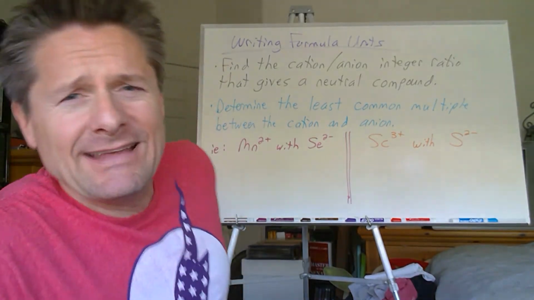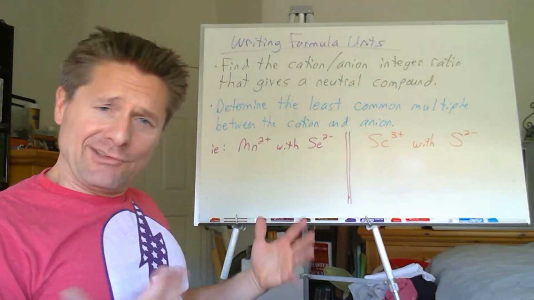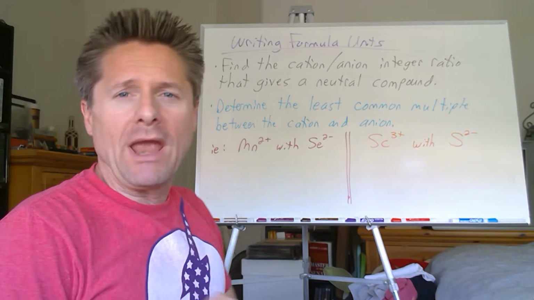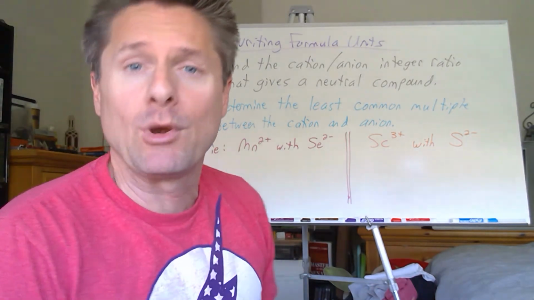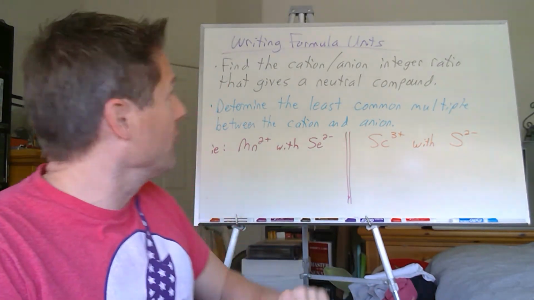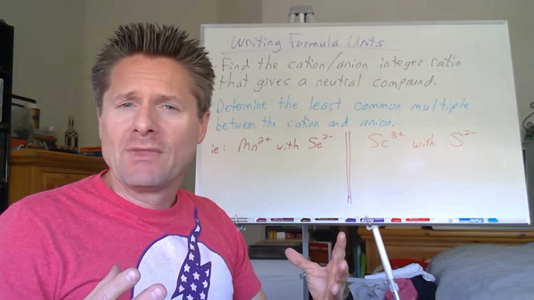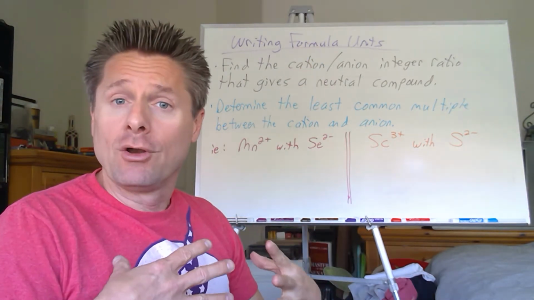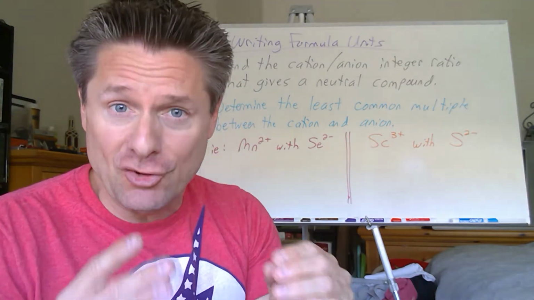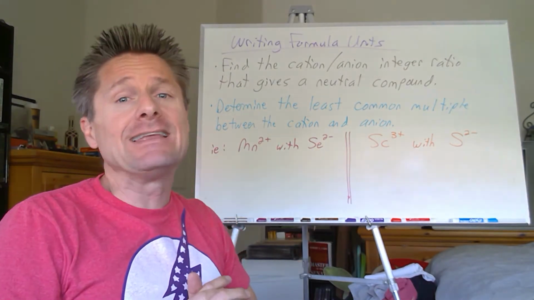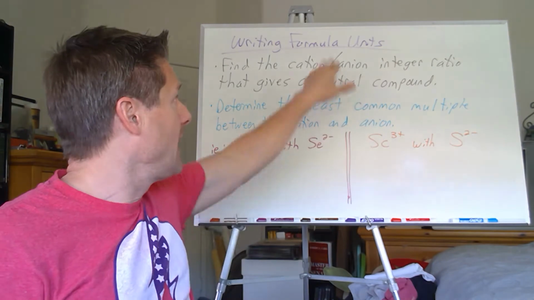This should be pretty easy. I'm assuming you already know how to do this, but let's look at it again. If we want to write a formula unit, of course, you need to be able to predict the charges if they're not provided for you. But again, just find the cation-anion ratio that gives you the lowest integer. You need the lowest integer ratio between cations and anions to give you a neutral compound. That is your formula unit.